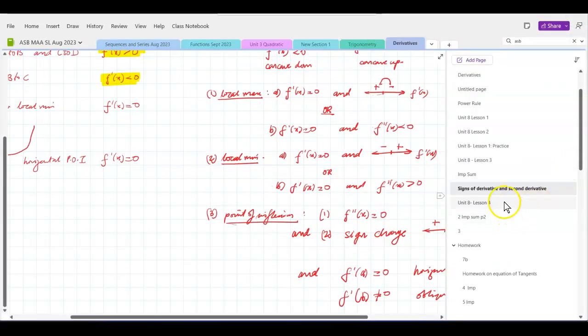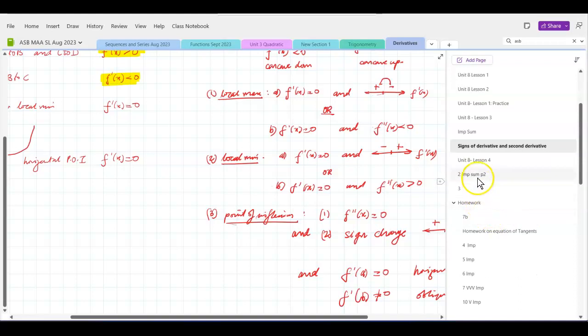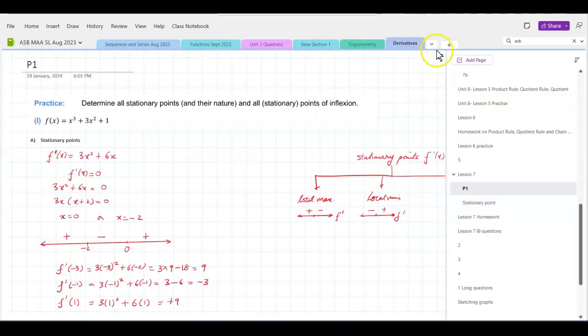We have done this over here. I'll tell you in 1 second. No, we've done till lesson 8 now.